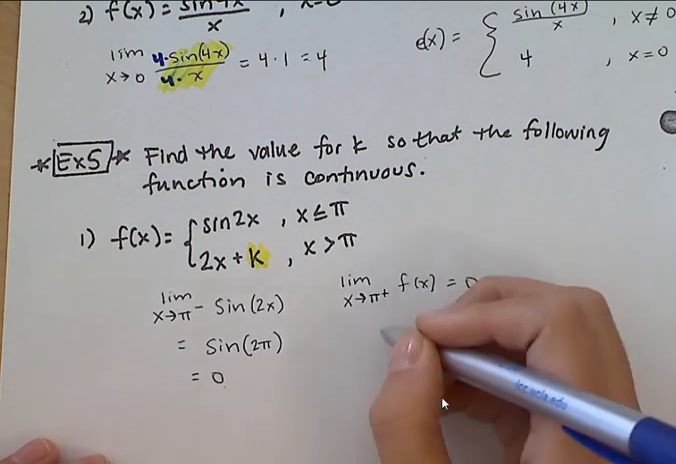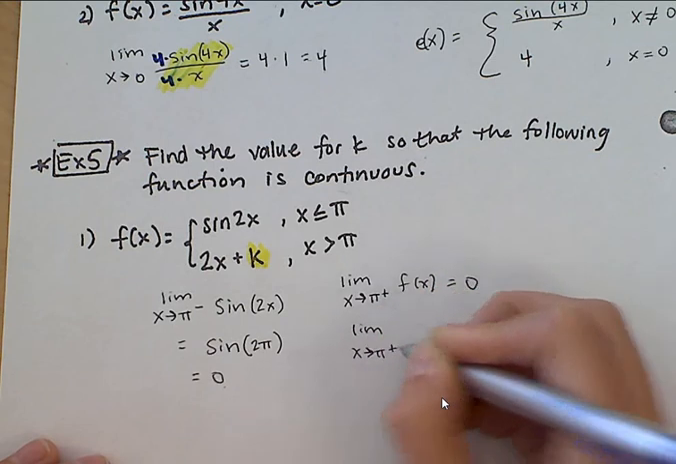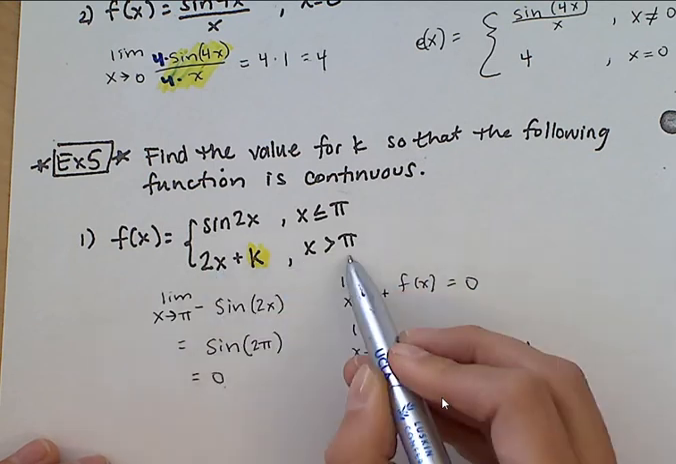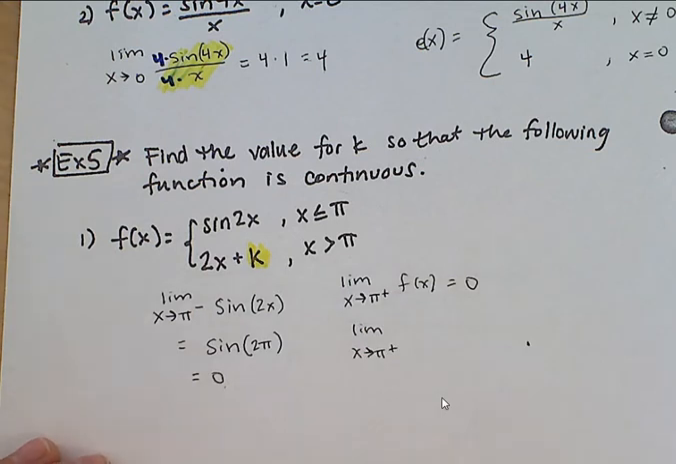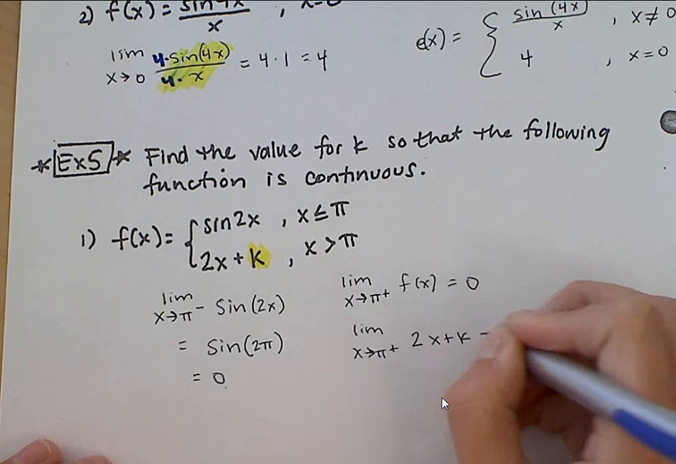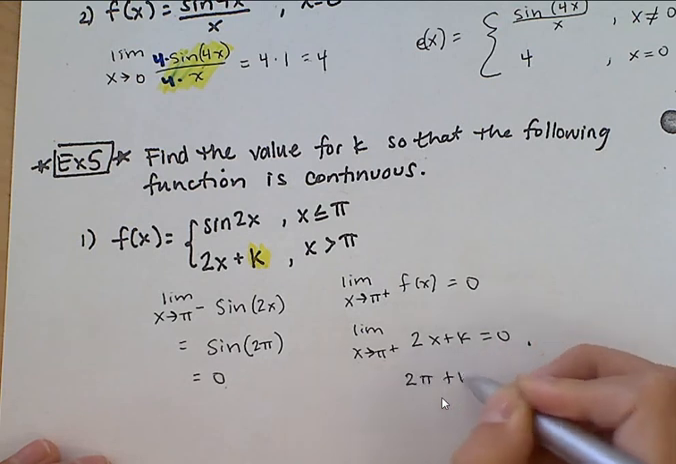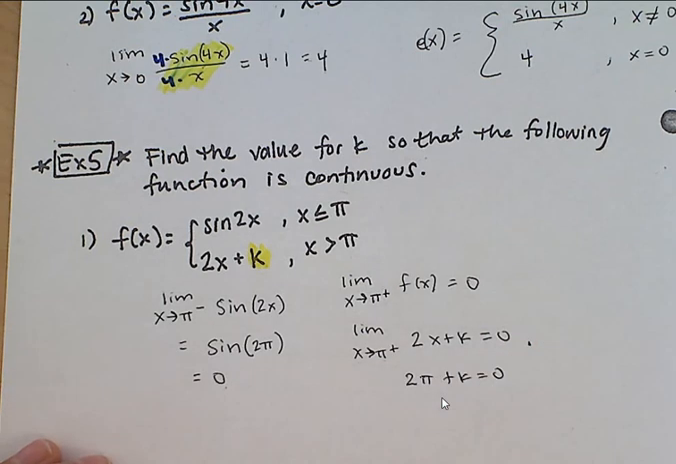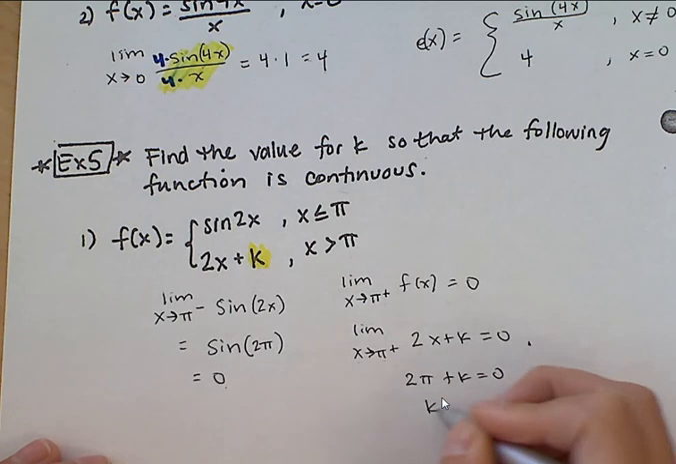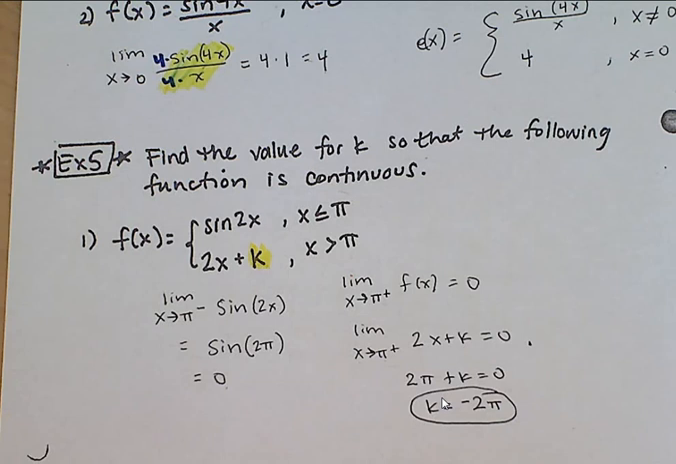So the limit as x approaches pi from the right would use this bottom function, because those are x values bigger than pi. So 2x plus k equals 0, and I will just substitute pi in for x. So 2 pi plus k equals 0, which means k needs to equal negative 2 pi. So that is the value of k that will make this function continuous.